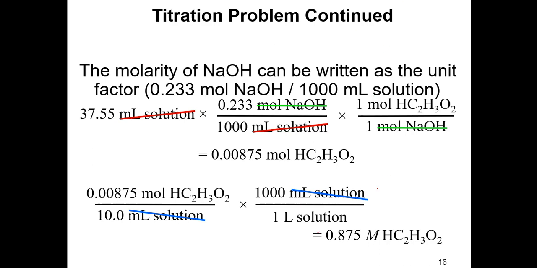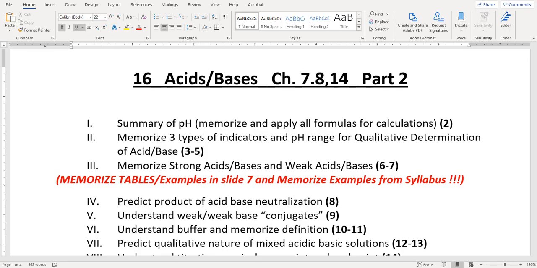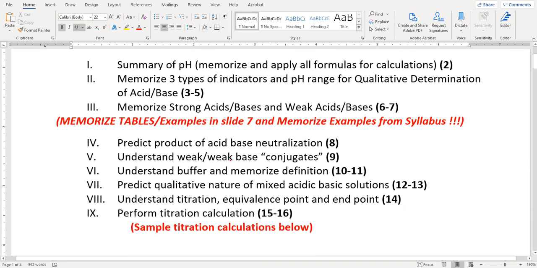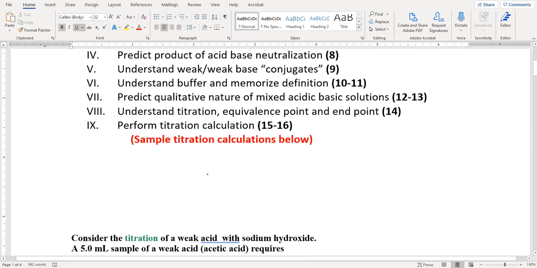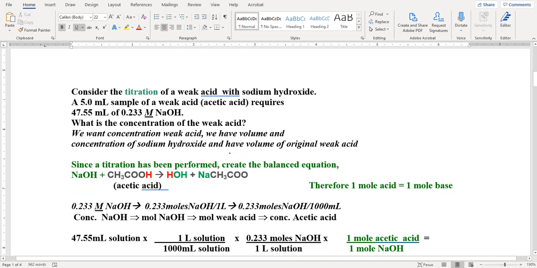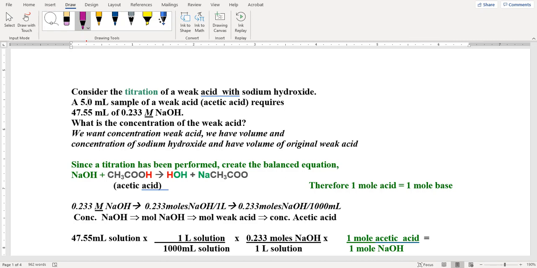I have embedded in the outline these type of calculations for you to practice with. Here is the outline right here. And if we scroll down, here are sample titration calculations. I've tried to make it nice and neat and pretty. So, consider the titration of a weak acid with sodium hydroxide. In this case, the weak acid is going to be acetic acid. So a 5 mL sample of a weak acid requires 47.5 mLs of the 0.233 molarity sodium hydroxide.